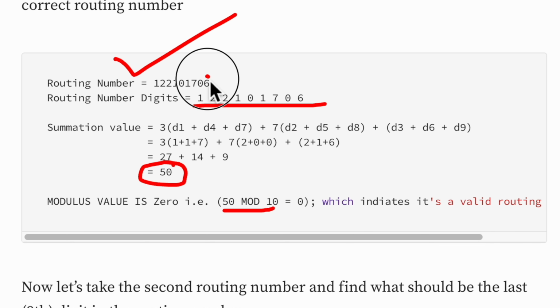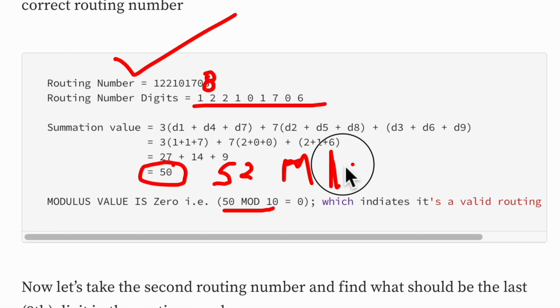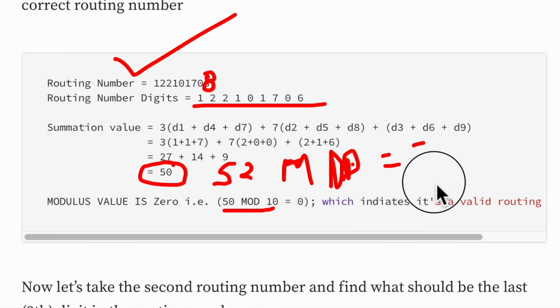Had it been an 8, let's say, instead of a 6, then instead of 50 it would have become 52. When you take the modulus of 52, the remainder is 2. Because the remainder is 2, this one was not a valid routing number.